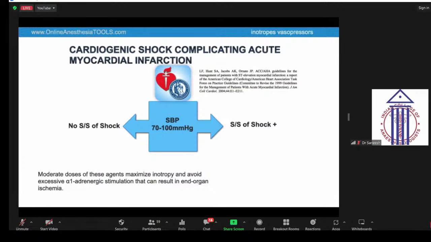Going by the society guidelines, the ACC-AHA guidelines, in such a scenario, without signs and symptoms of shock, dobutamine is the preferred agent of choice. And in case the blood pressure is already low and there are signs and symptoms of shock, dopamine, or the next choice would be noradrenaline, to maintain the perfusion pressures.